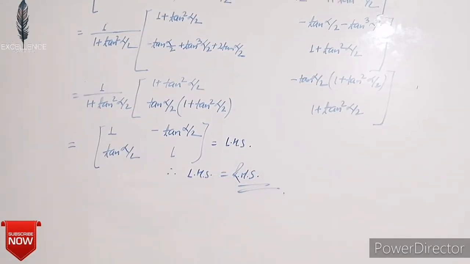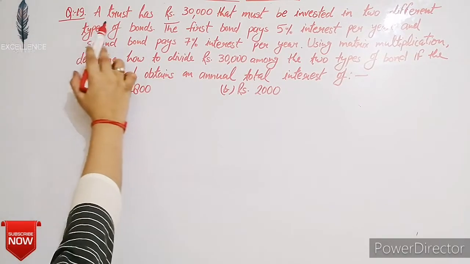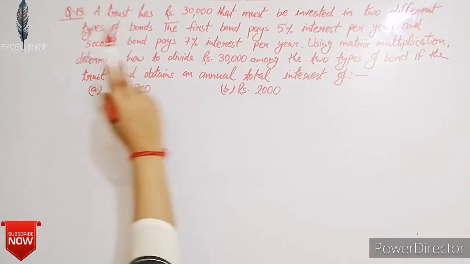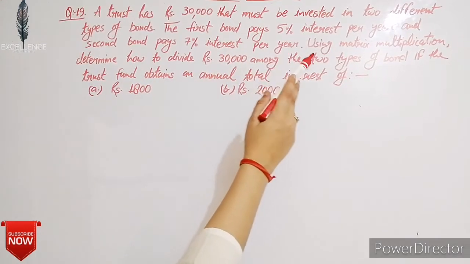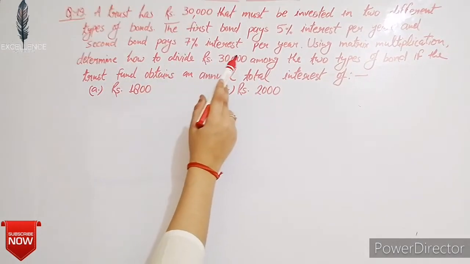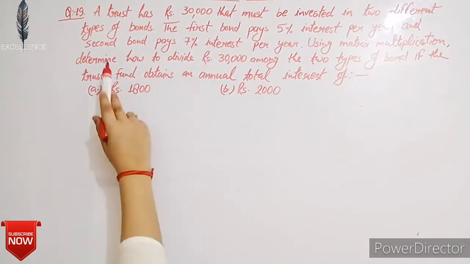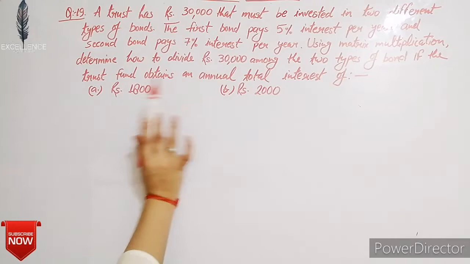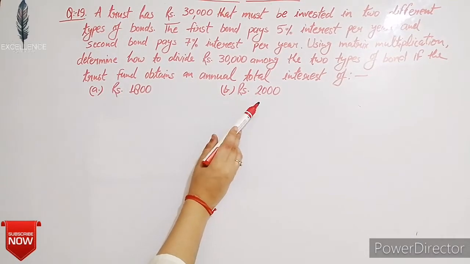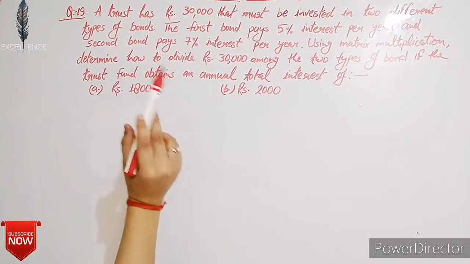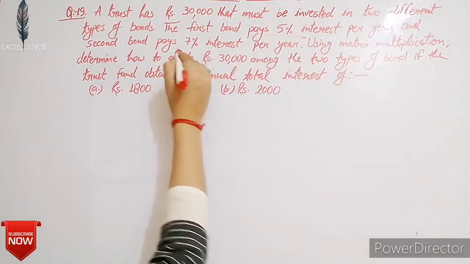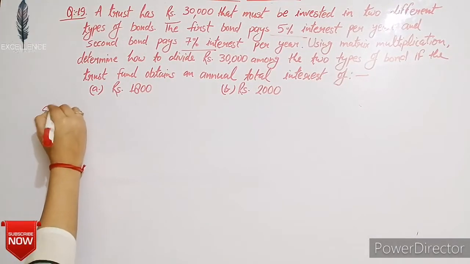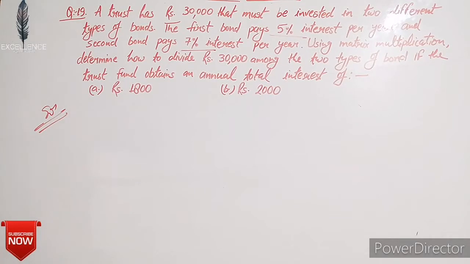Okay. Let's see the next question, number 19. Here we have a trust that has rupees 30,000 that must be invested in two different types of bonds. The first bond pays 5% interest per year and the second bond pays 7% interest per year. Using matrix multiplication, we have to determine how to divide this amount to find the total annual interest of rupees 1800 or rupees 2000. Here we have two different parts. Okay. Let's solve it.